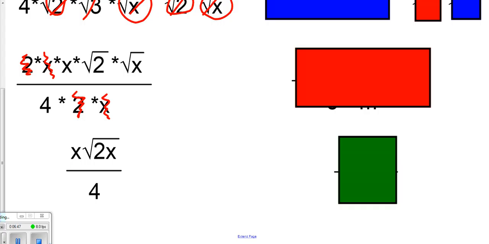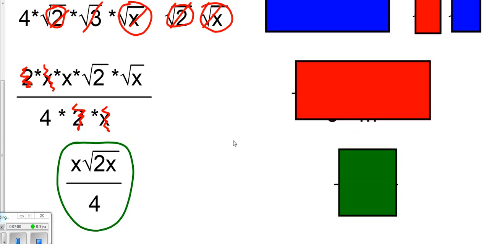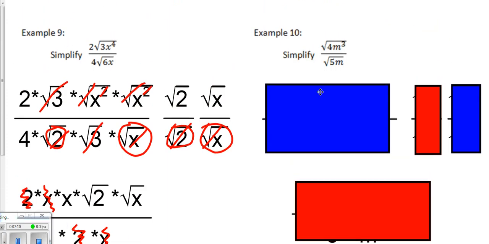Now again, at this point, we can't break anything down any smaller, so that'll be our simplest form. Again, you always want to make sure that your denominator, so anything on bottom, has no square roots, and any square roots that you do have, you can't make them any smaller. If all of that is true, then that is the simplest form you can get. Let's look at example 10 then.